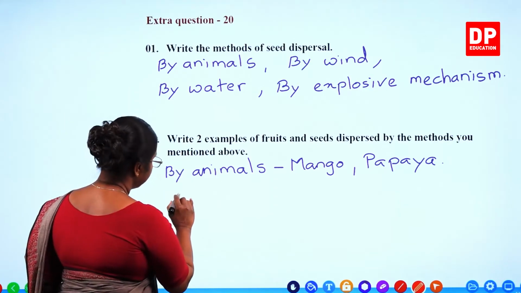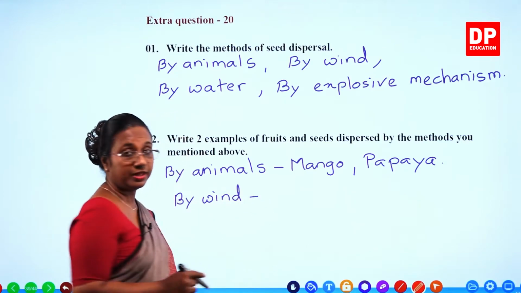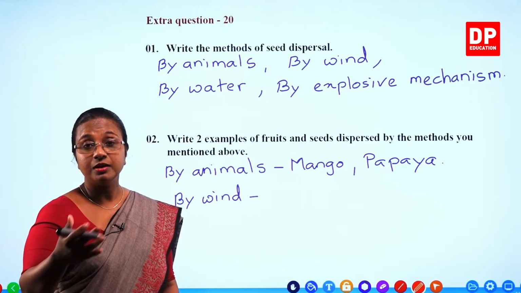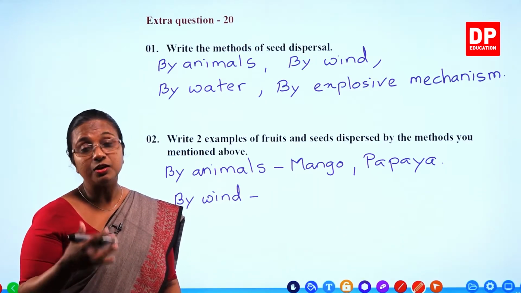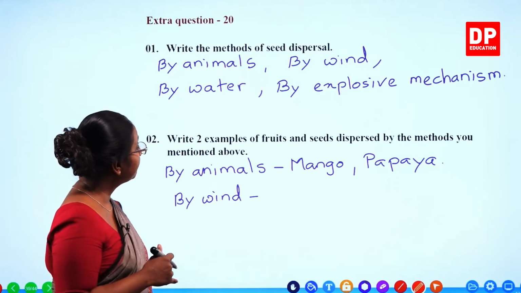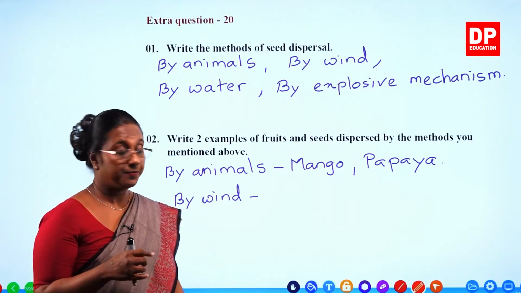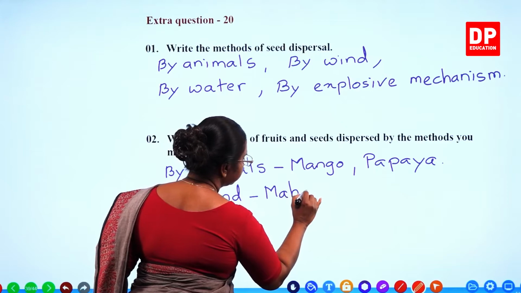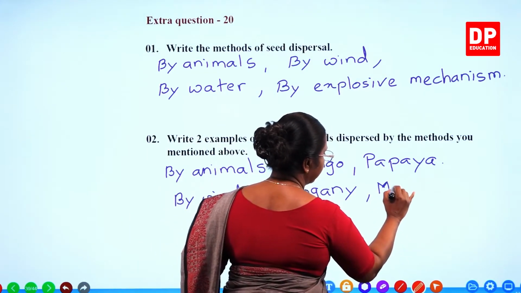Then by wind. By wind, what can you think of? Calotropis, milkweed, mahogany, then even cotton, drumstick, all those are different fruits that are or seeds that are dispersed by wind. So here I will write mahogany and milkweed.